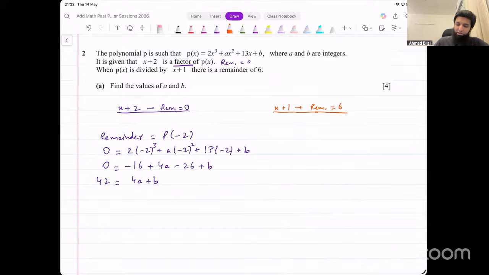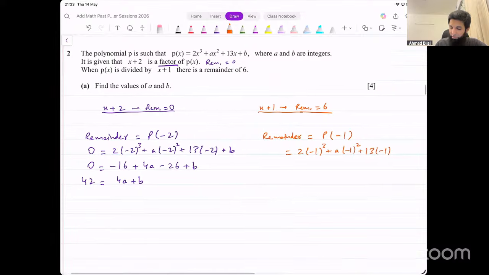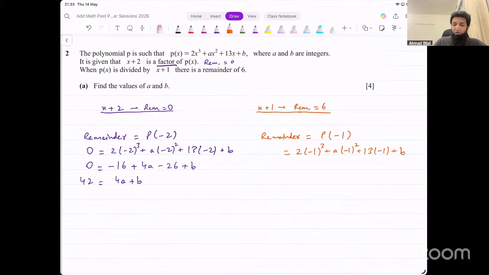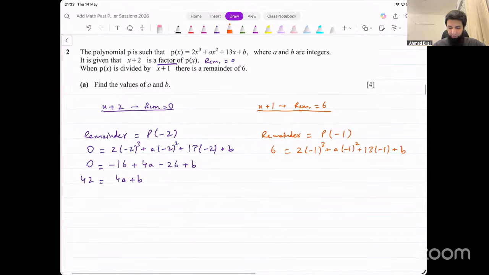Okay? Now, what about the other one? From the other one, how can we find the remainder? Put x plus 1 equal to 0. What value of x do we get from that? Minus 1. Let's see what this turns out to be. 2 into minus 1 whole cube plus a into minus 1 whole squared plus 13 into minus 1 plus b. Now, what should this equal? From this division, they're saying the remainder should be 6. So we equate it to 6. Simplify this and see what that gives us.